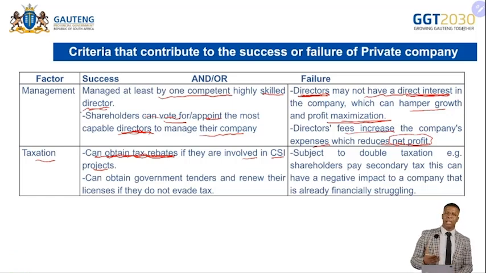So it becomes a success now of running that private company. And it can also obtain government tenders and renew their license if they do not evade tax.